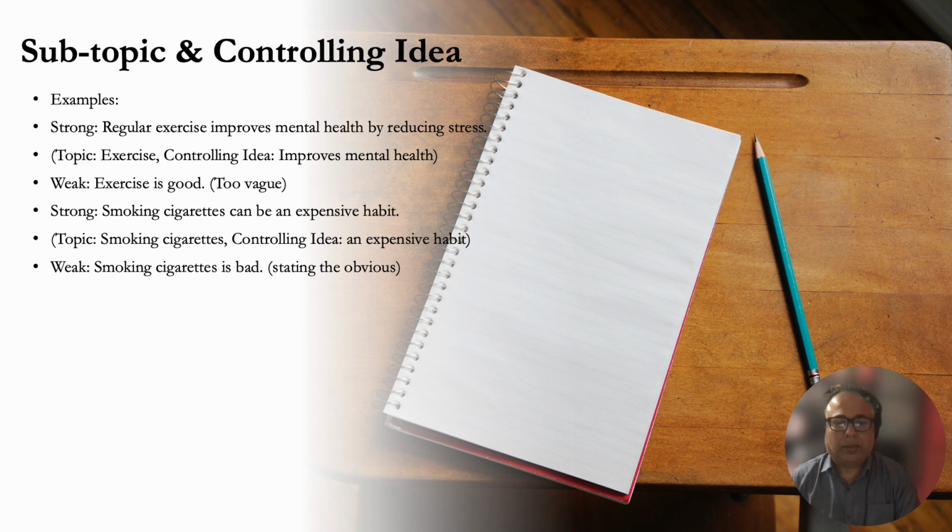Let's look at another pair of strong and weak topic sentences. Smoking cigarettes can be an expensive habit. The writer is telling the reader that cigarettes are expensive, they're not cheap. The topic is smoking cigarettes, and the controlling idea is that it's an expensive habit, right?